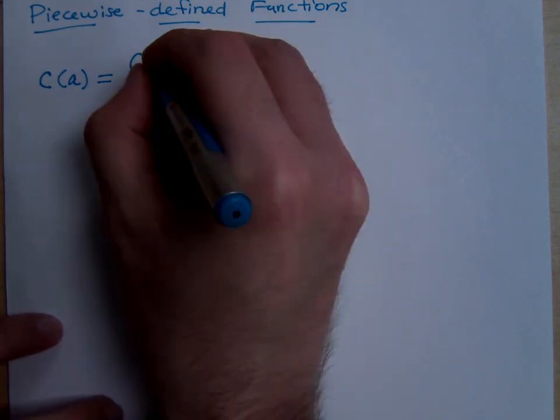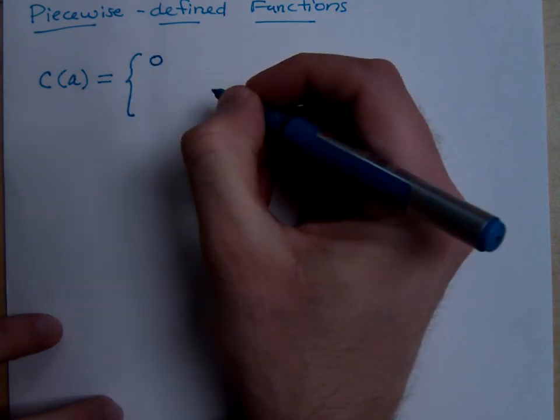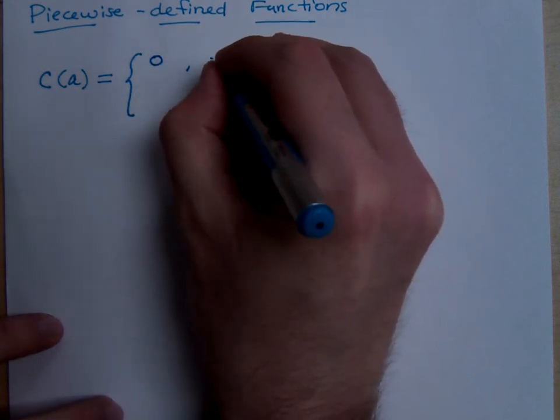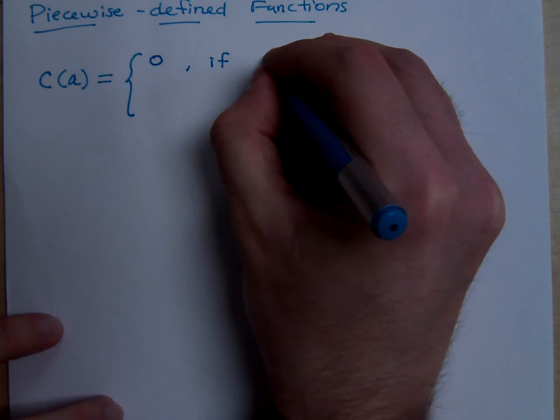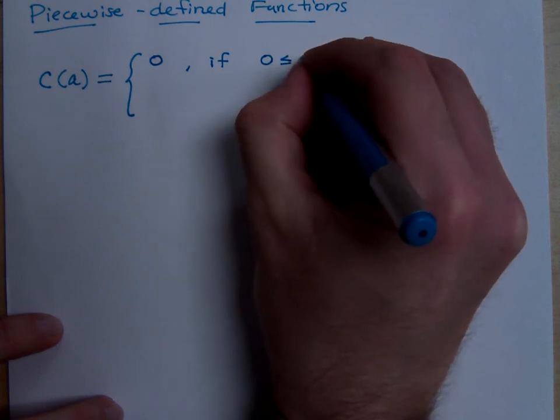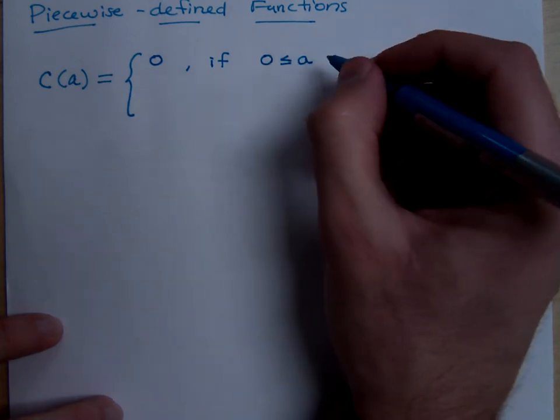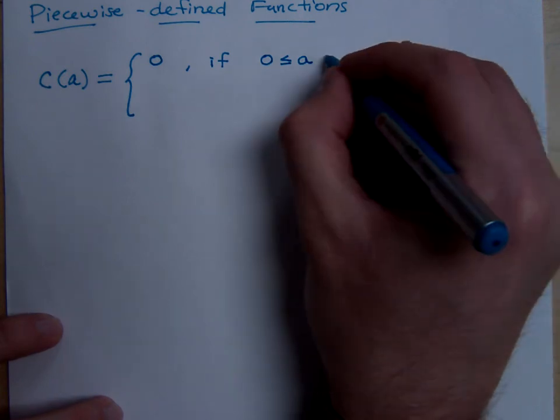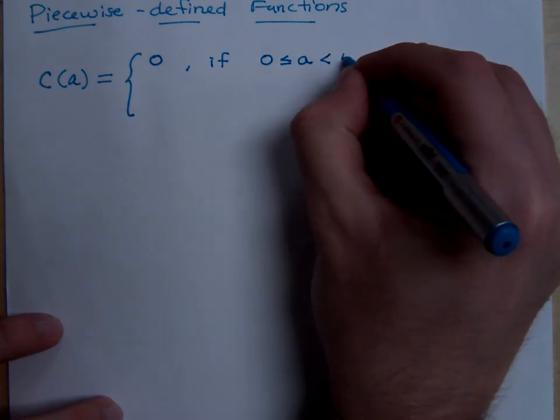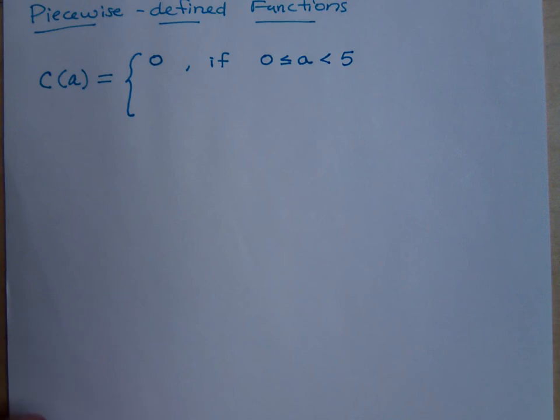So here's the thing. The cost is going to be $0 if, and we'll say something like this, your age is more than 0, we're not going to have negative age, but less than 5. They usually have something like that, right? You know, kids 4 and under eat free.